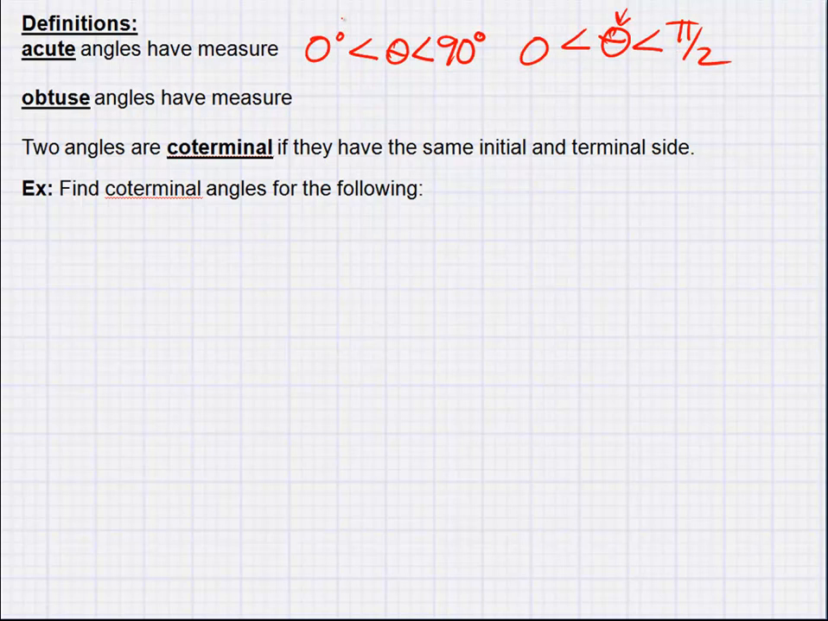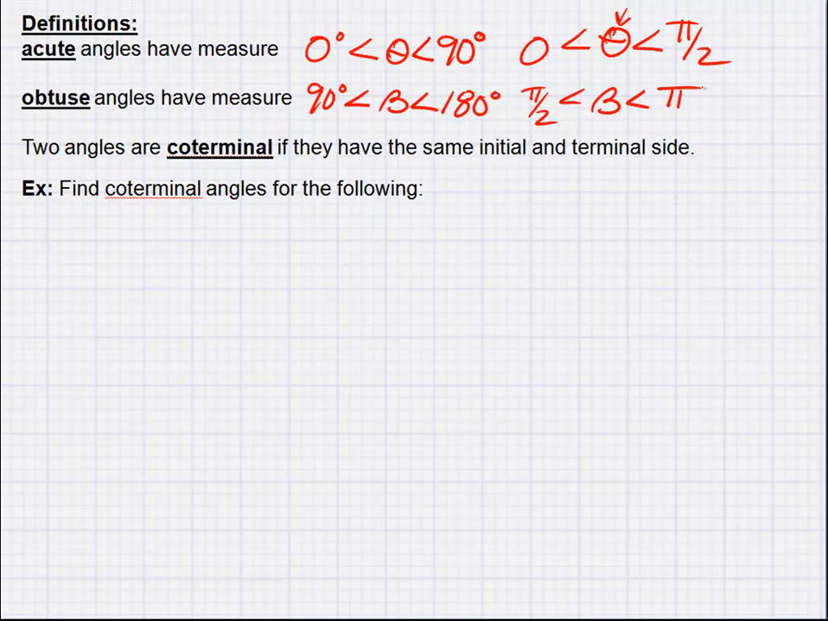If you look, when I do degrees, I use the degree symbol. When I use radians, I don't write any notation other than the number itself. Obtuse angles. Obtuse angles are between 90 degrees and 180 degrees. Or in radians, that obtuse angle, say beta, would be between pi halves radians and pi radians. Okay? So this is just a definition of acute and obtuse.